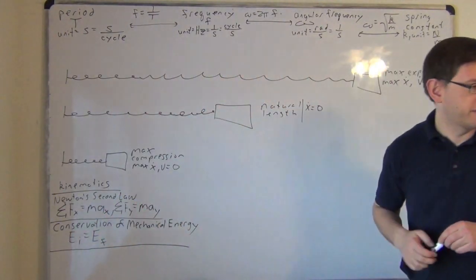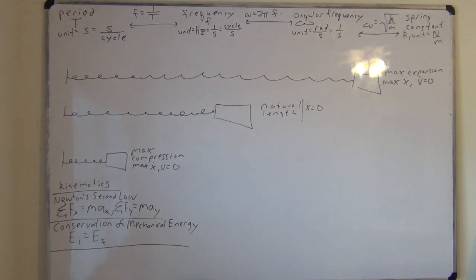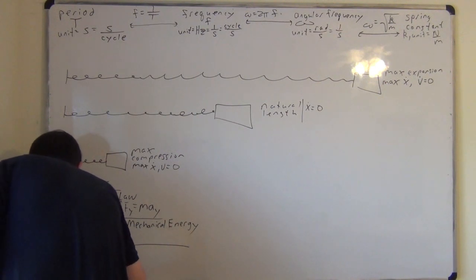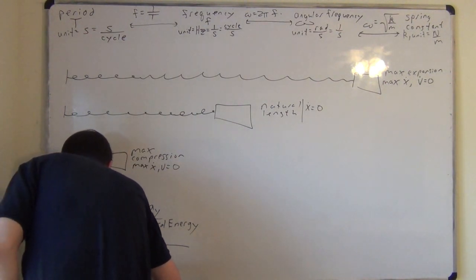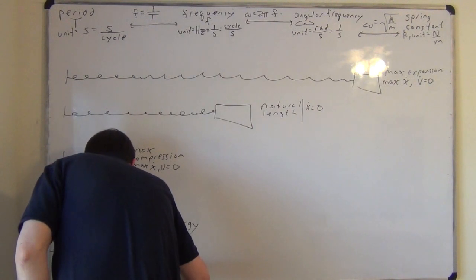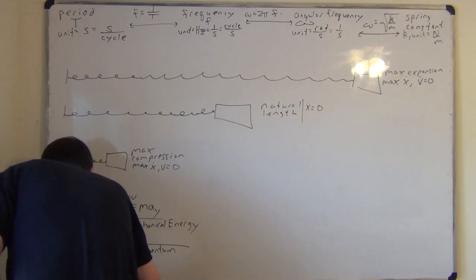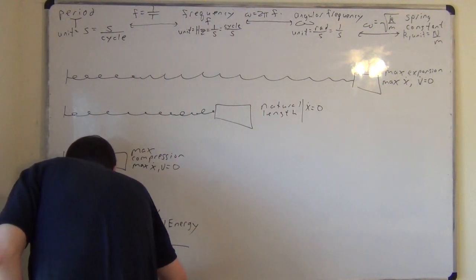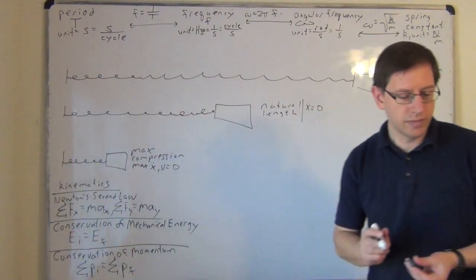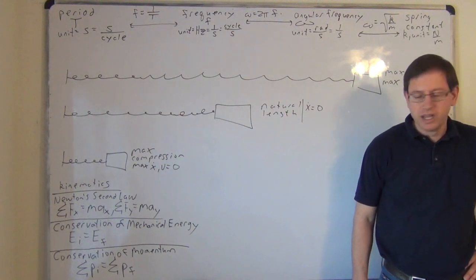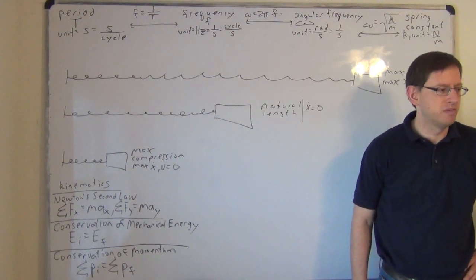And there's only one other framework that you've covered so far in the course. The last framework is conservation of momentum. And I wrote down the key equation to write down first when you're dealing with conservation of momentum. The sum of the initial momentums equals the sum of the final momentums.